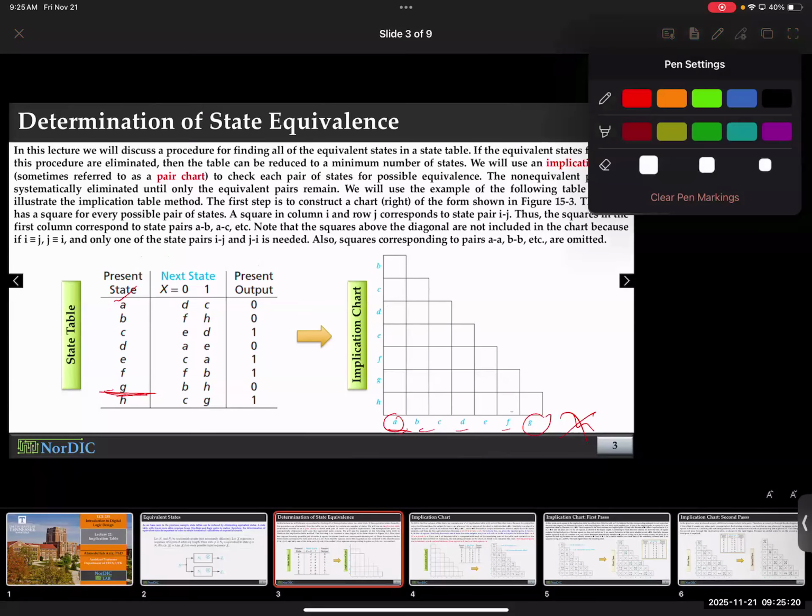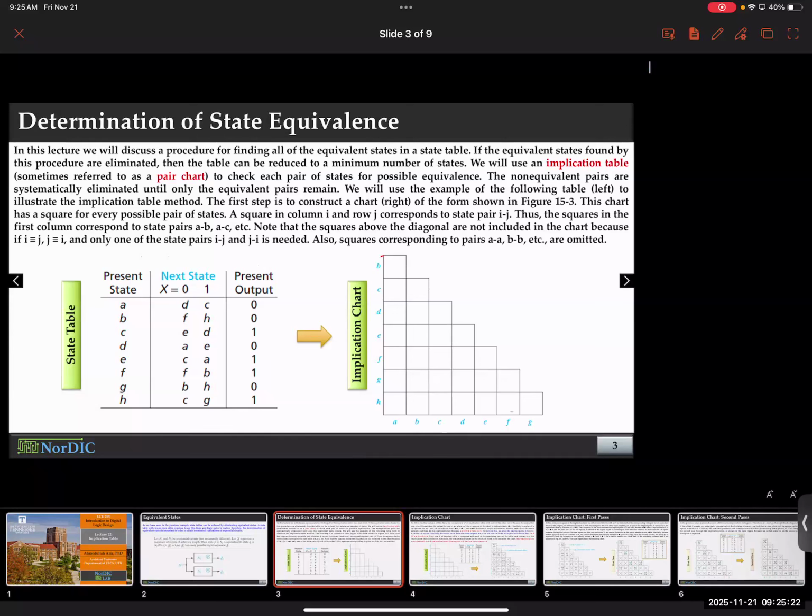Okay. Throughout the column, start with the second state. Just get rid of the first state and do everything else. B, C, D, E, F, G, H. Are you good? Okay. And then you create a geometric shape like this, like a chessboard pattern. That's what you create. Okay. And we are going to fill it up soon.